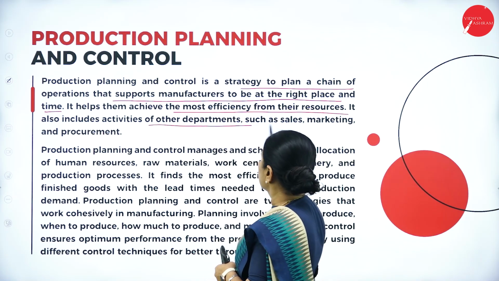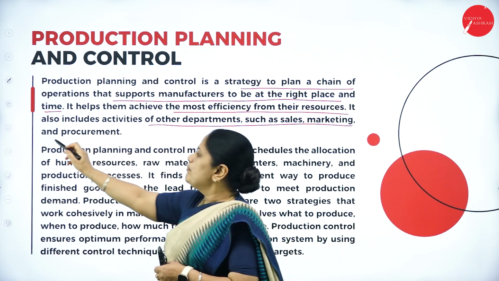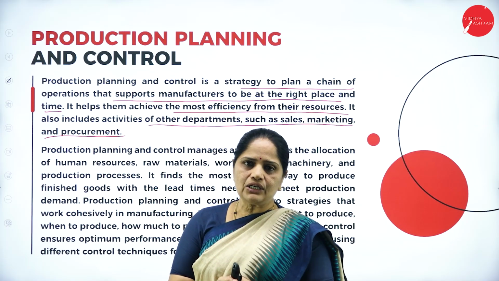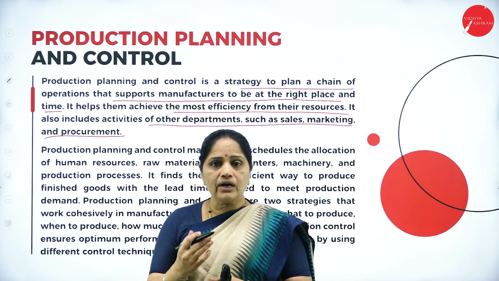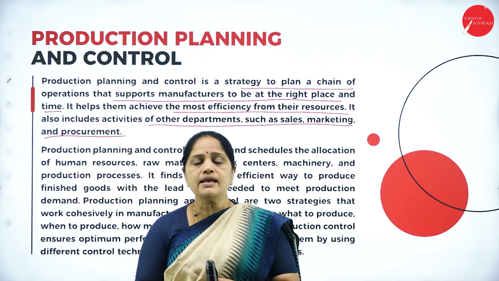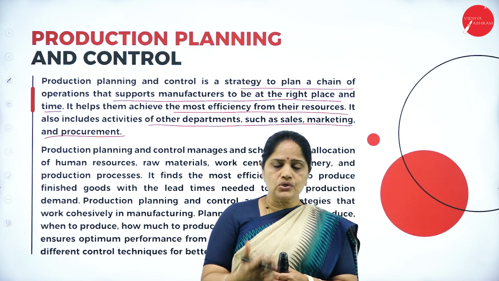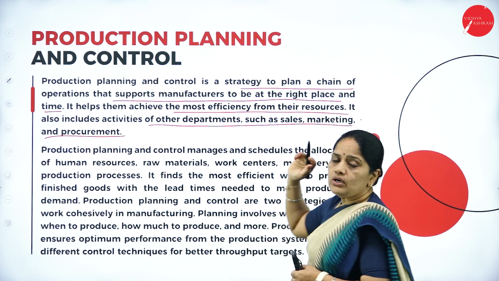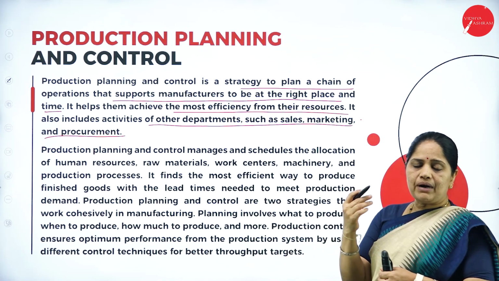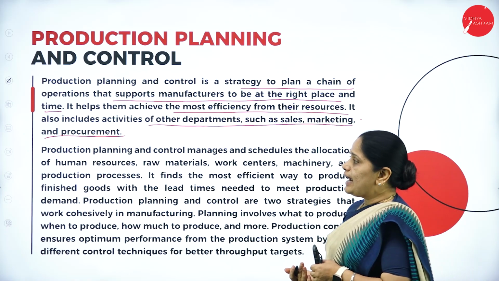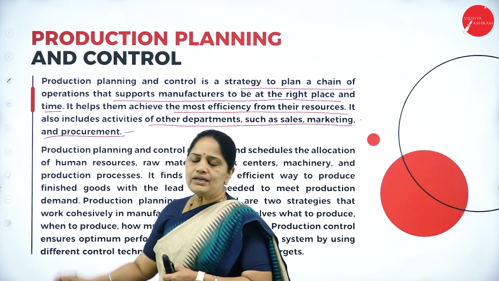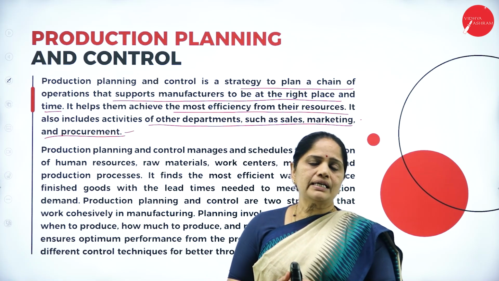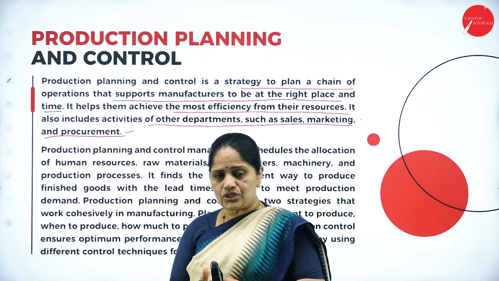It also includes activities of other departments such as sales, marketing and procurement. So when we think about production planning and control, it also includes the activity of sales. Why do we say it includes the activity of sales? Because until and unless we have produced the goods, we cannot have sales. Then it also includes marketing. Until and unless the goods are produced and marketed, only then can they be sold. And also the procurement of raw materials, whatever is needed for production. So all these activities are involved in the production function itself.